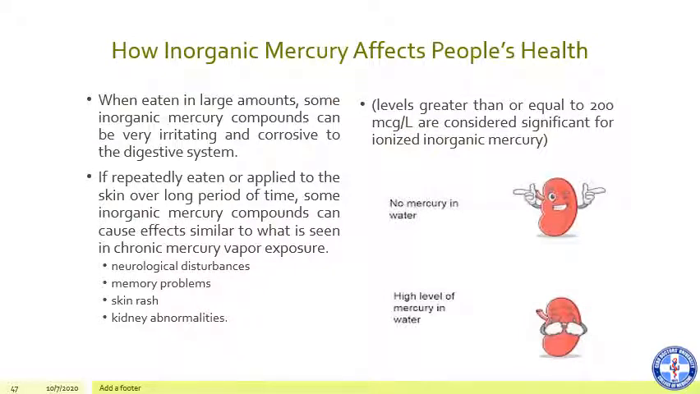When eaten in large amounts, some inorganic mercury compounds can be irritating and corrosive to the digestive system. If repeatedly eaten or applied to the skin over a long period of time, some inorganic mercury compounds can cause similar effects to what is seen in chronic mercury vapor exposure, like neurological disturbances, memory problems, skin rashes, and kidney abnormalities. Levels greater than or equal to 200 mcg per liter are considered significant for ionizing inorganic mercury.